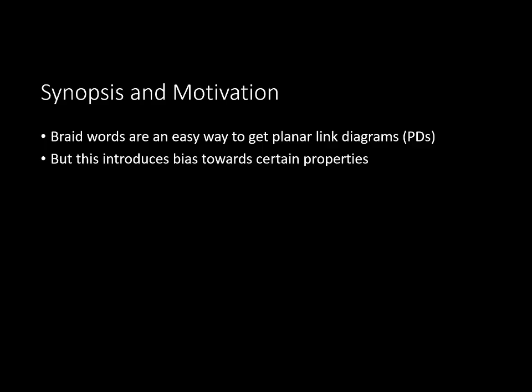braid words can produce Reidemeister kinks, but they cannot, by definition, produce Reidemeister type 1 kinks. So this introduces bias into the link properties that arise from this method of generation, and therefore this has to be studied and understood before implementing algorithms that rely on these properties.